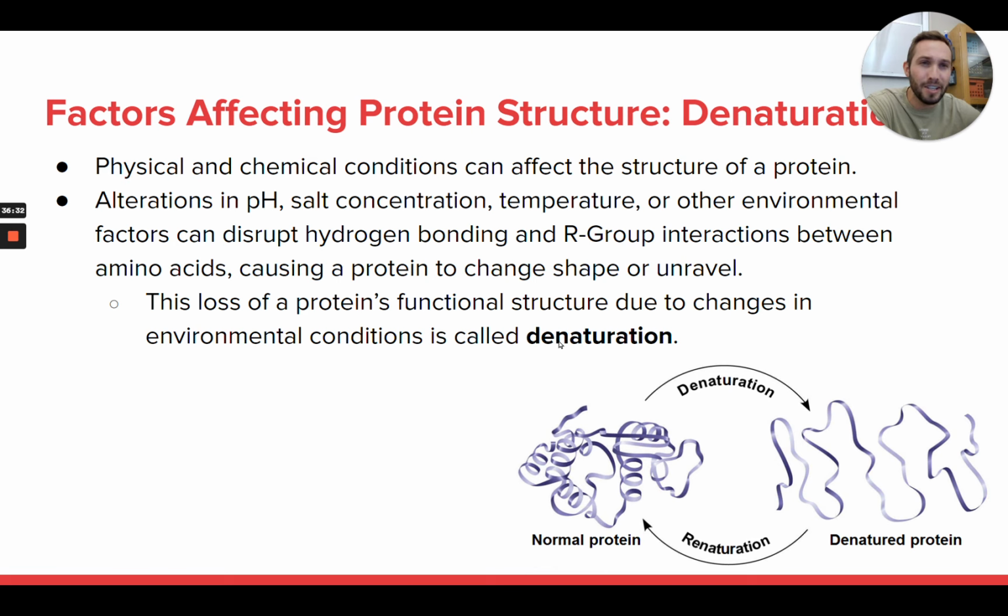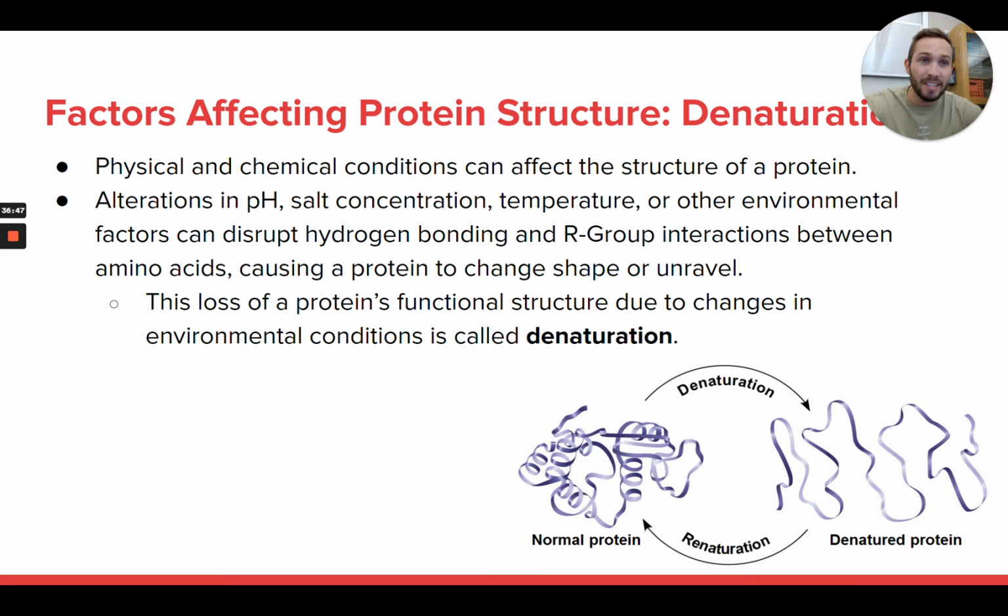So it's not a mutation, but it's still causing the protein to fold incorrectly. And that's because of these things like acidity or temperature affecting those R groups and the hydrogen bonding that's supposed to happen. And it causes that protein to unfold.